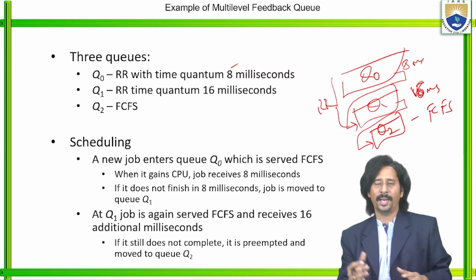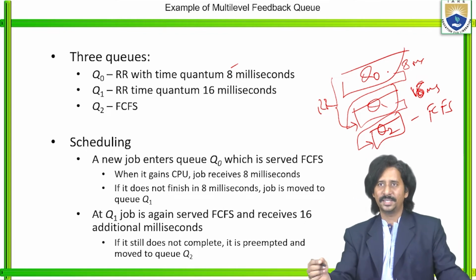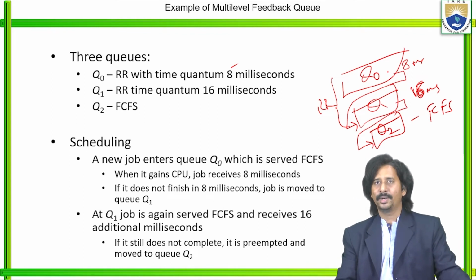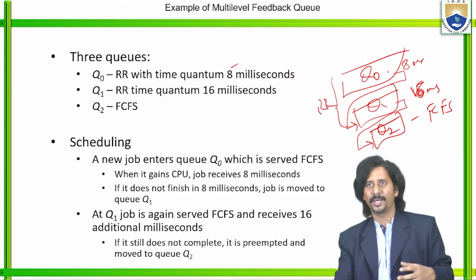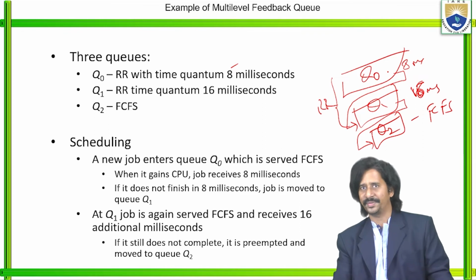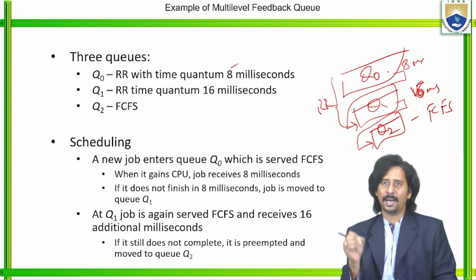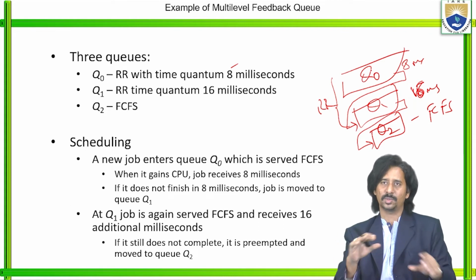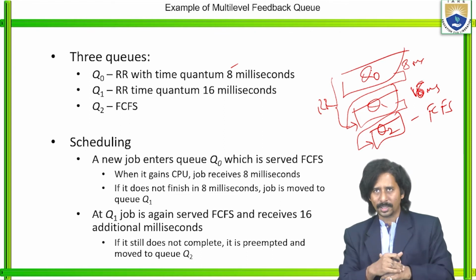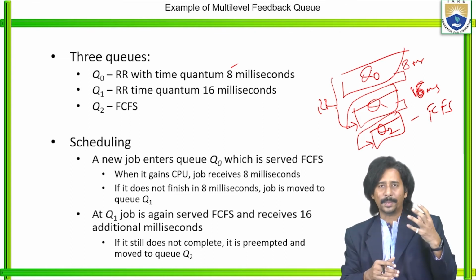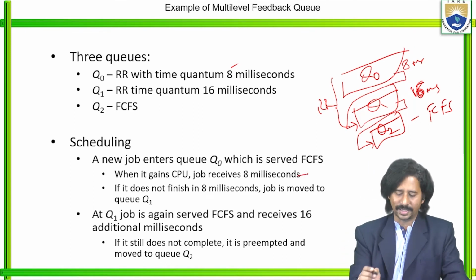Whenever a new job or new task enters into this particular queue, Q0, it is served FCFS, right? So whatever process enters the queue is served FCFS. But when it gains the processor, that particular job receives only 8 milliseconds, because for whatever process enters that queue, the total time quantum is 8 milliseconds. So whenever that process gains the processor, the job receives only 8 milliseconds.